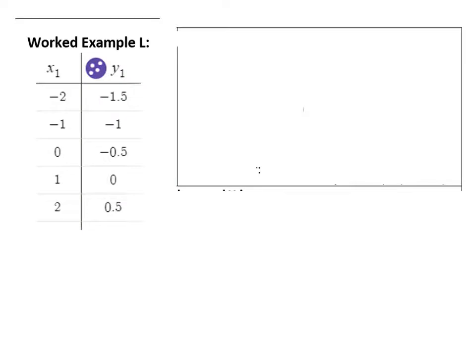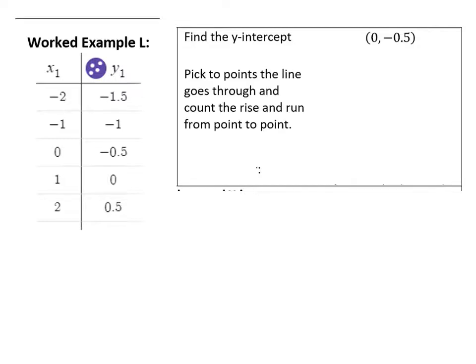We can also find slope and y-intercept from a table. Find the y-intercept. So we're looking for where x is 0. That happens to be at (0, -0.5). Pick 2 points the line goes through and count the rise and run from point to point. So I just picked (0, -0.5) and (1, 0).